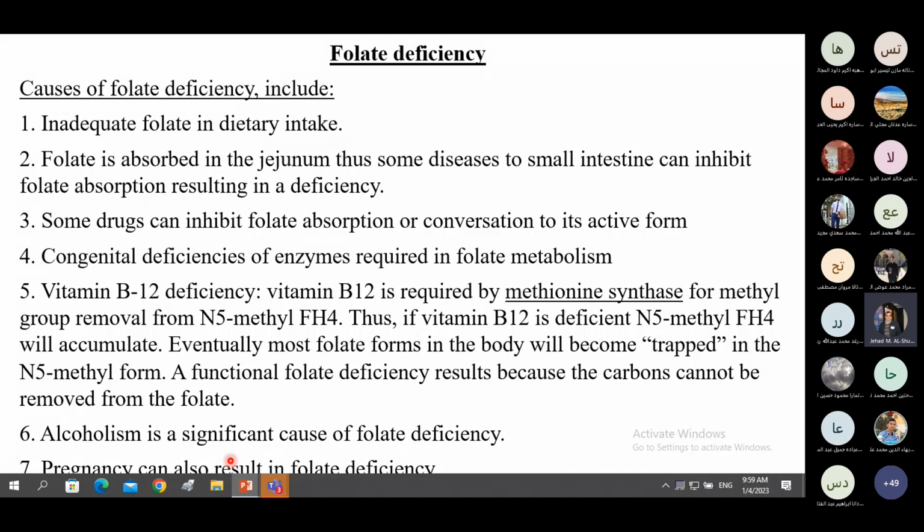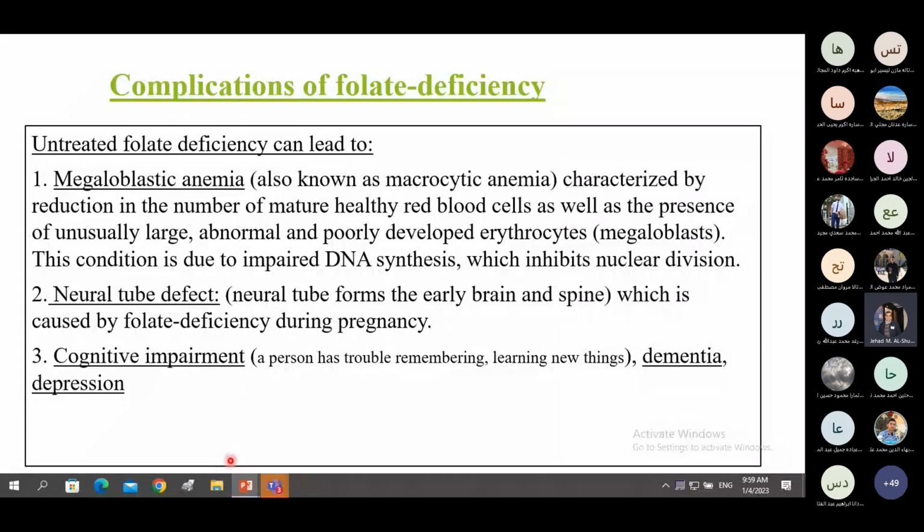A pregnant woman needs much more folate than the normal person because she needs it for her infant or the fetus. Complication of folate deficiency: the untreated folate deficiency causes what is also known as macrocytic anemia.